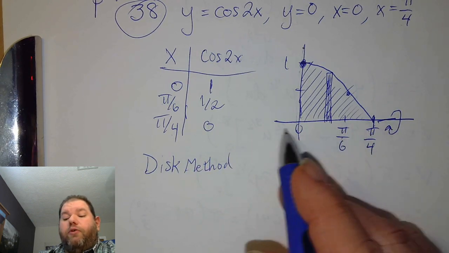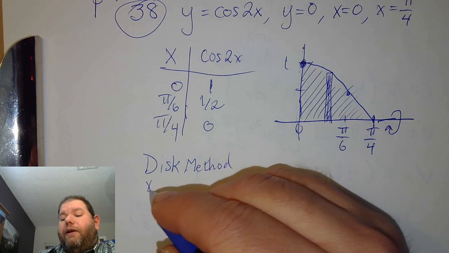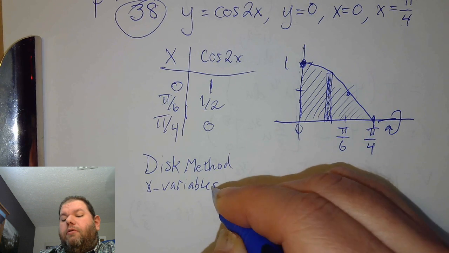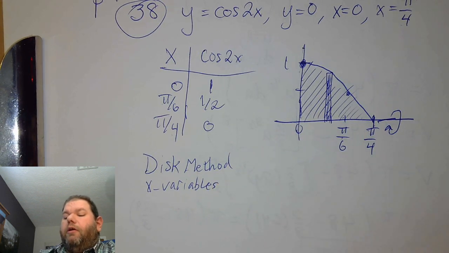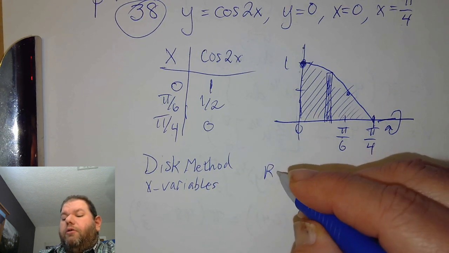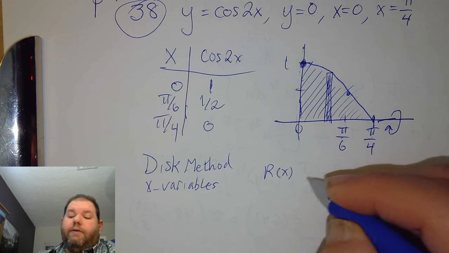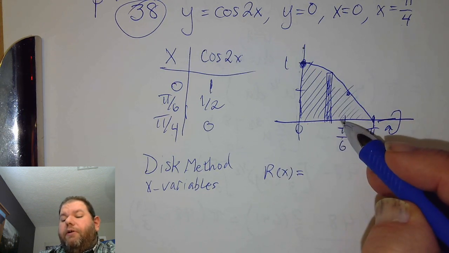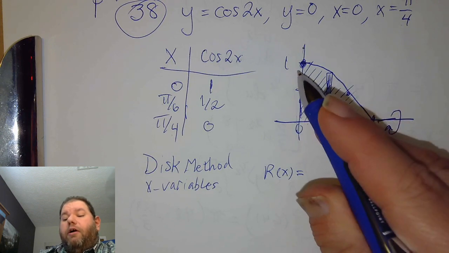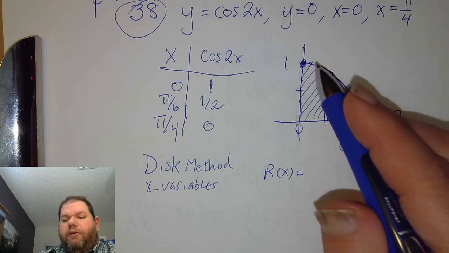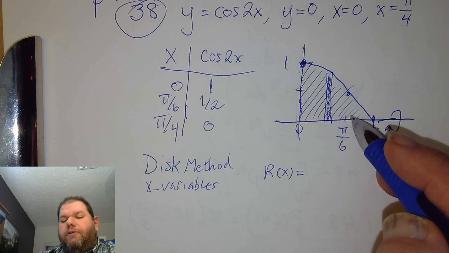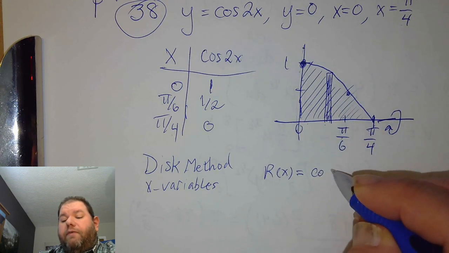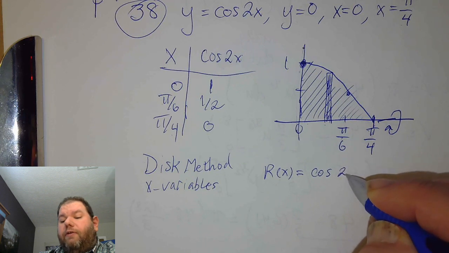And because we have a horizontal axis, we know we're using x variables. So r of x in this case, this is our radius function. It's basically the distance from here, 0, up to the curve cosine 2x. We take the top edge minus the bottom edge, cosine 2x minus 0. So r of x is just cosine of 2x.